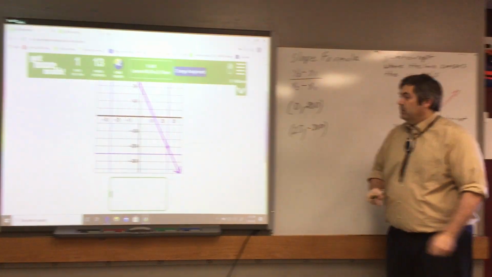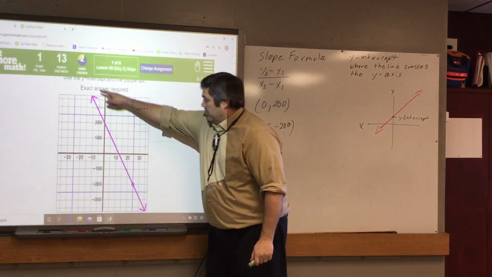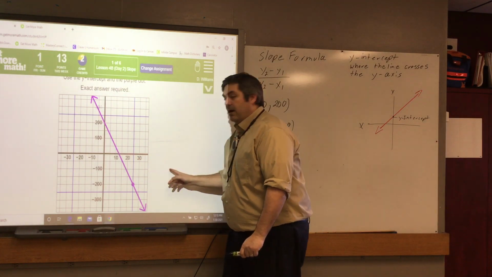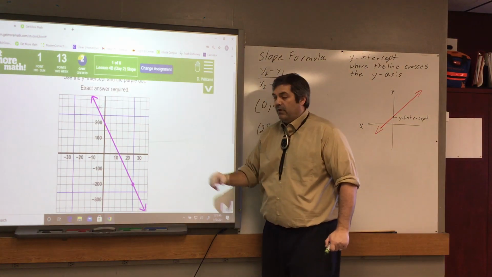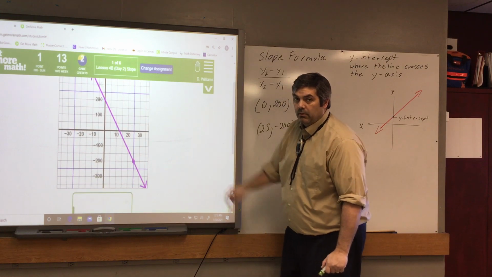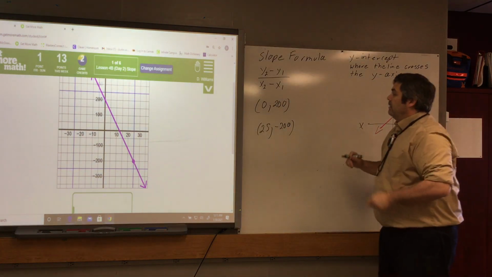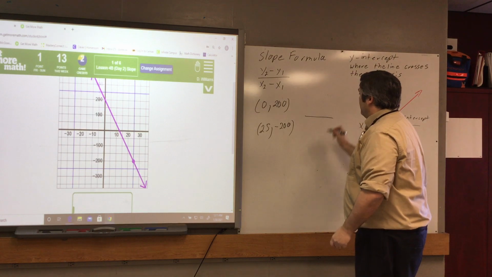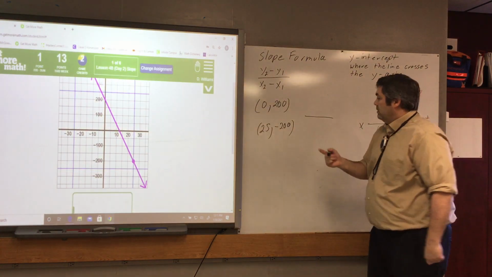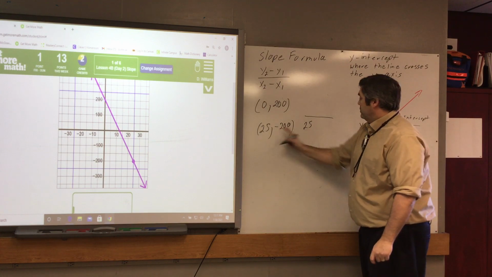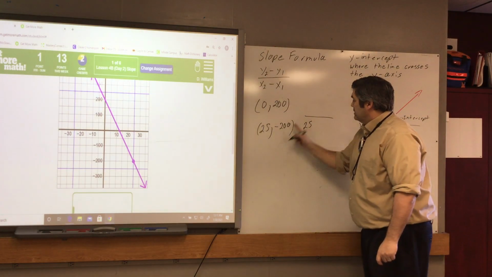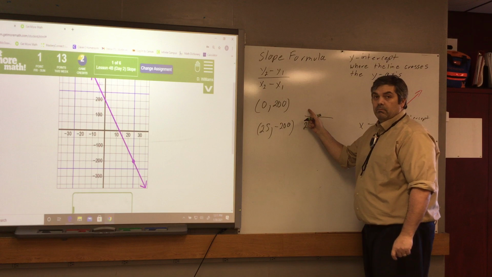And now I'm going to do this. Again, look at my line. From left to right is how you read it. It's a negative. I should get a negative slope. If I don't get a negative slope, I've done something wrong. All right. So here, this time I'm going to plug in an x first. I'm going to plug 25 here. That forces this to go up here.